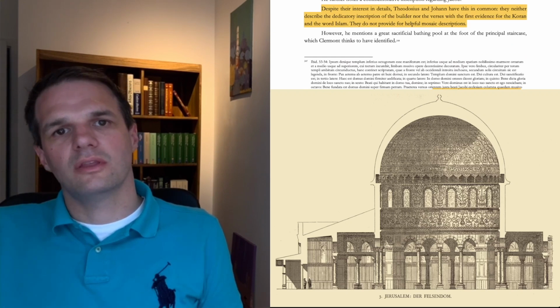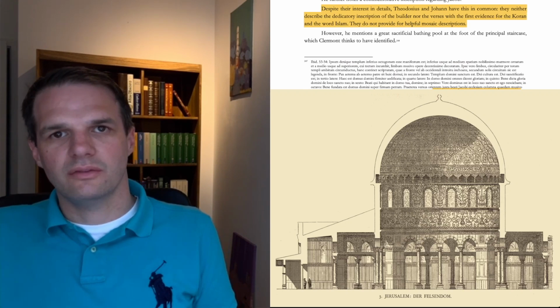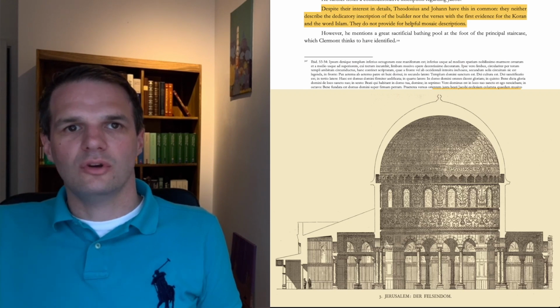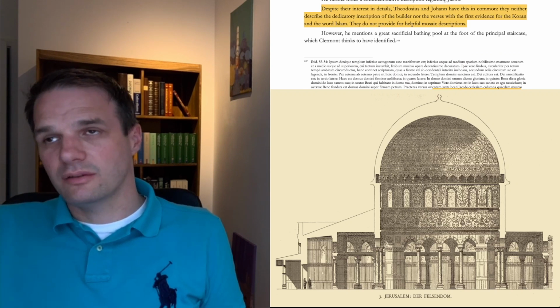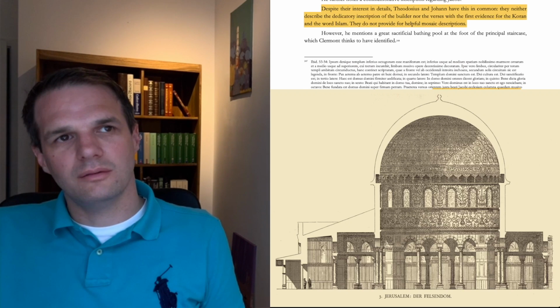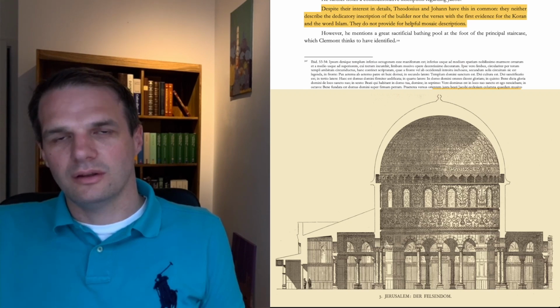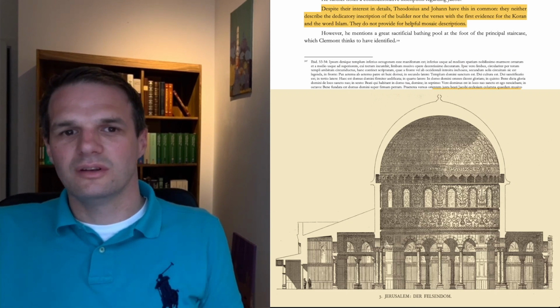This time it's Theodosius. Despite their interest in details, Theodosius and Johann have this in common. They neither describe the dedicatory inscription of the builder nor the verses with the first evidence for the Quran and the word Islam. They do not provide for helpful mosaic descriptions. One reason why that could happen is that most of these people couldn't speak or let alone read Arabic. For them, the Arabic script would just have been an ornament. For them, it wasn't even script.